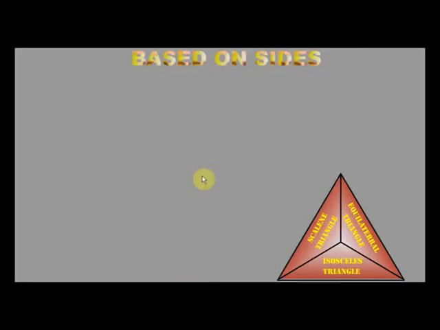So we are going to see now what the different types of triangles are. The first criterion is based on the sides. Based on the sides, triangles can be divided into three categories: scalene triangle, equilateral triangle and isosceles triangle. One by one, let's try to see what a scalene triangle is, what an equilateral triangle is and what an isosceles triangle is.